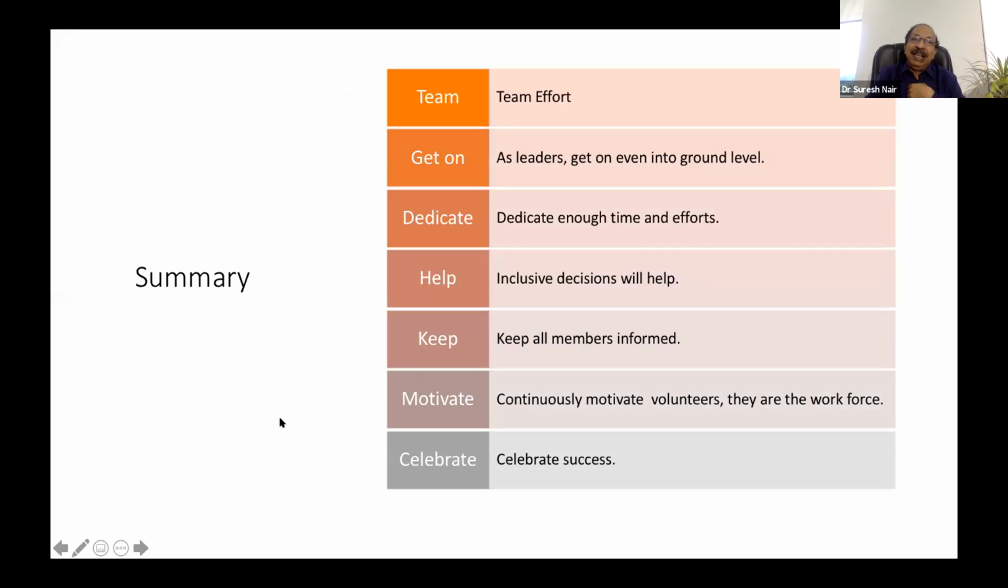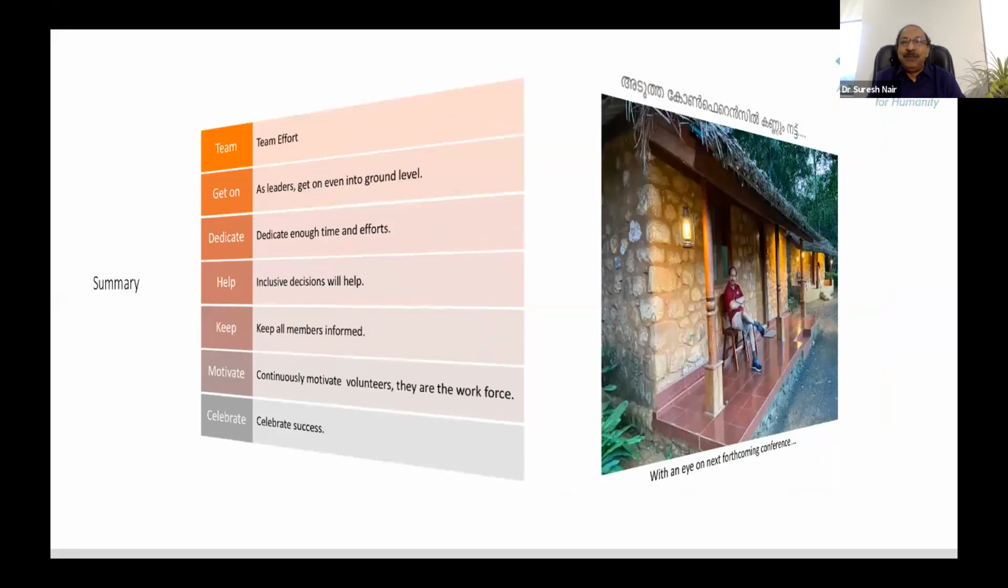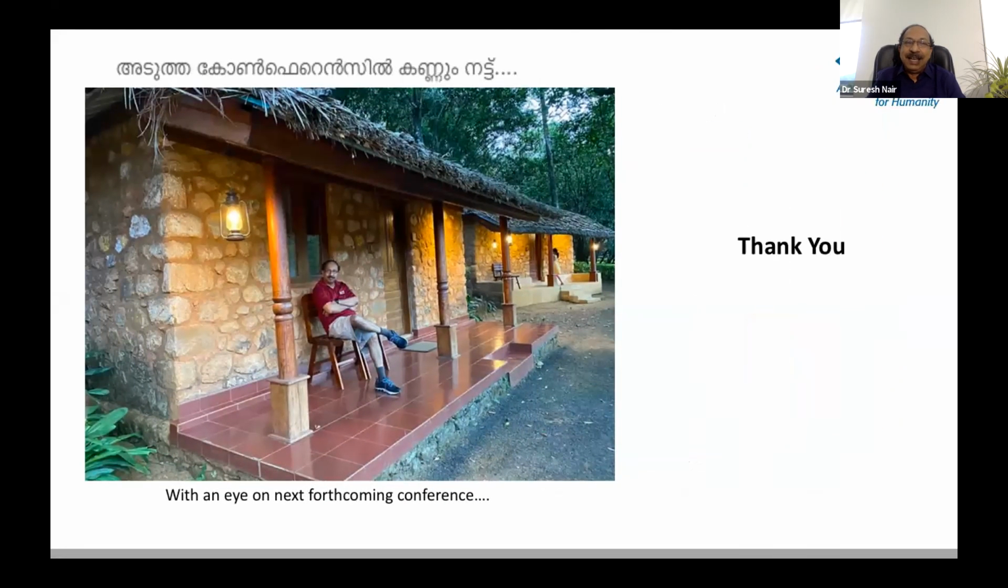And in summary, it's a team effort. It's not my effort. Get on as leaders, get on even to ground level, dedicate enough time and effort. Inclusive decisions will help. It's very important. Keep all members informed. Continuously motivate the volunteers. They are the workforce, and as one person, you cannot do anything. And you have to celebrate success. I think Dr. Samir is here, he has not celebrated the success. Now we expect that to happen very soon. So with that, I will close and wait for the next conference. Thank you very much.